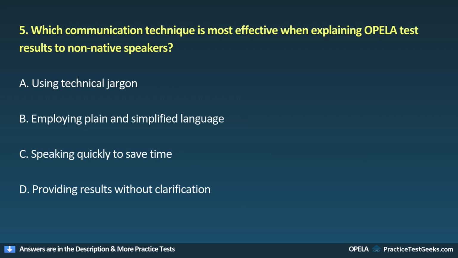5. Which communication technique is most effective when explaining OPELA test results to non-native speakers? A. Using technical jargon. B. Employing plain and simplified language. C. Speaking quickly to save time. D. Providing results without clarification.